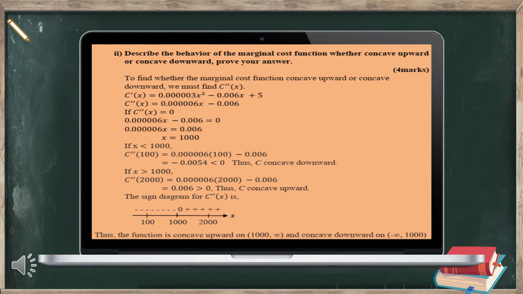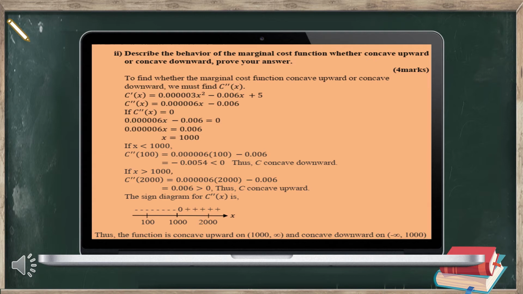Now set it equal to 0. So the new equation is 0.0006x minus 0.006 equal to 0, and then we move negative 0.006 to the right, and then we get 0.0006x equal to 0.006, and then we move 0.0006 to the right, and then we get 0.006 divided by 0.0006. So the final answer for x is equal to 1000.